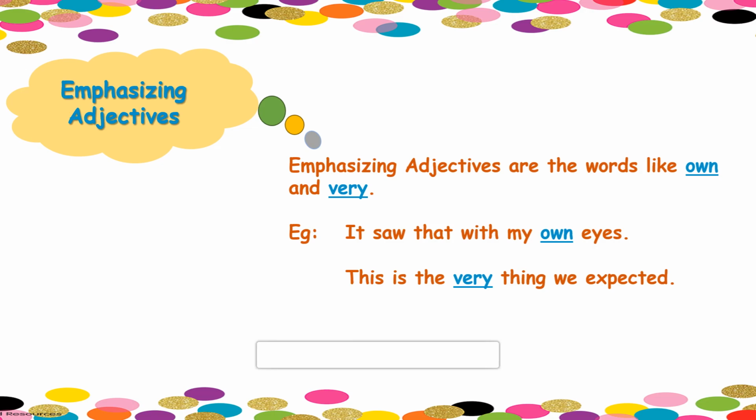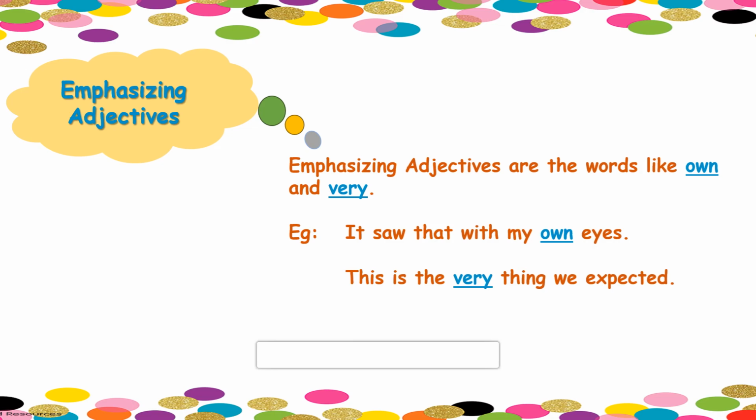Then comes the emphasizing adjective. Emphasizing adjective, as the name suggests, is used in order to emphasize, in order to stress an idea. Okay. So which words are emphasizing adjectives? They are own and very. So these words own and very are used as emphasizing adjectives.